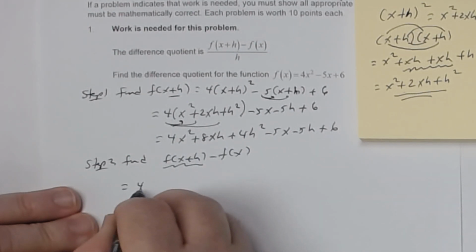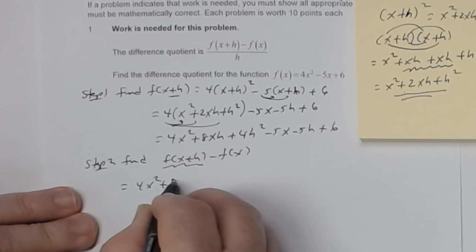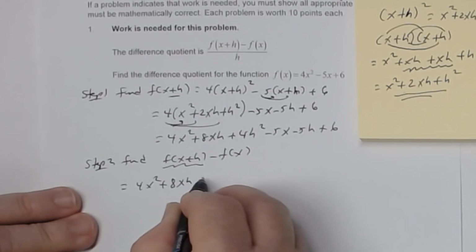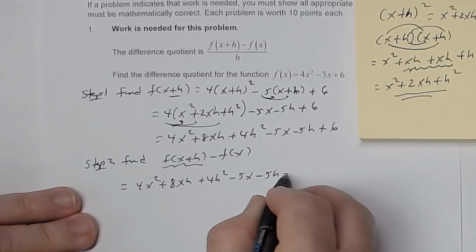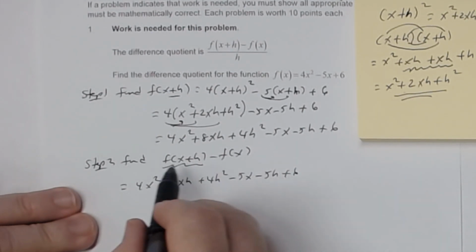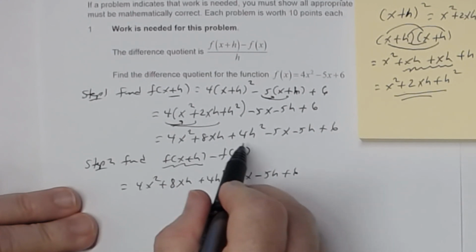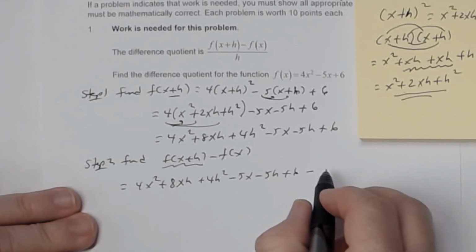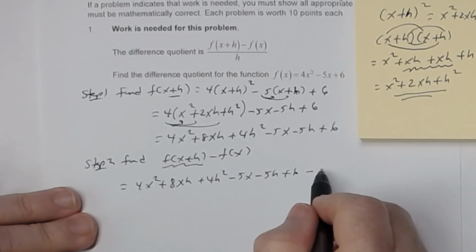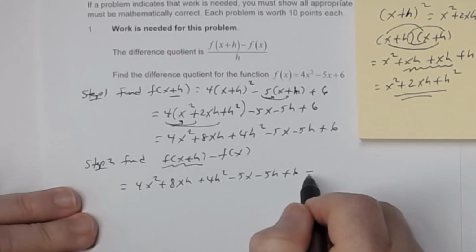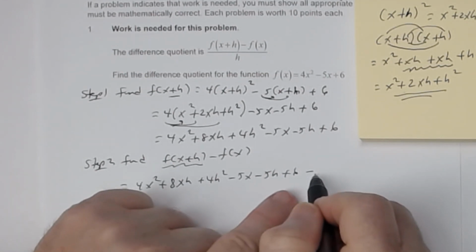So I'm going to write all of this out here now. I'm going to say 4x squared plus 8xh plus 4h squared minus 5x minus 5h plus 6. All right, so that's this part here. But then remember, you've got to subtract your function. Now, be careful. Some of you are not putting this in parentheses. So if you don't put it in parentheses, here's what you're going to end up doing. If you make a mistake, you're going to say this.